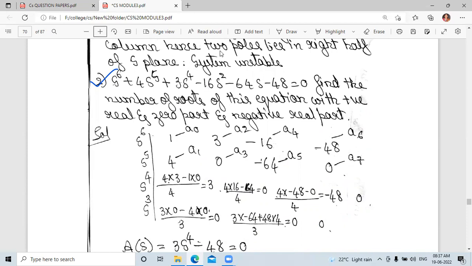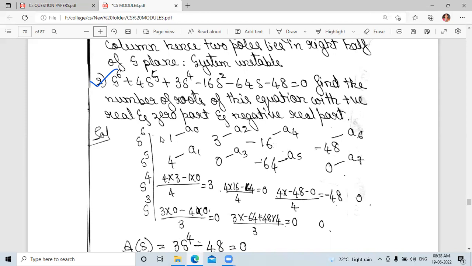Here the highest power s to the power of n, n is 6, so we start with s to the power of 6. It goes on decreasing: s to the power of 5, s to the power of 4, s to the power of 3, s to the power of 2, s to the power of 1, s to the power of 0. The first two rows we always write from the equation itself, which they have given in the question.